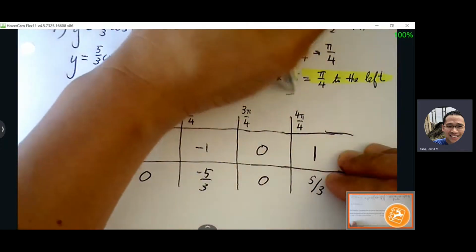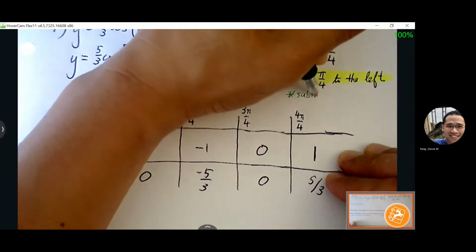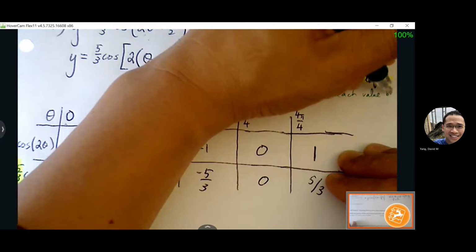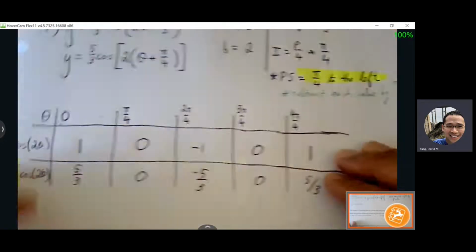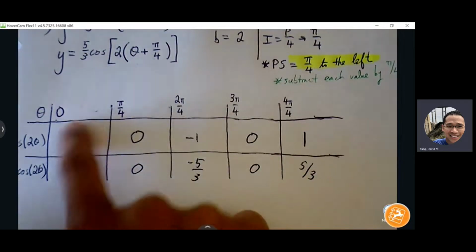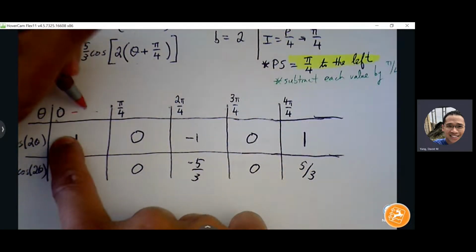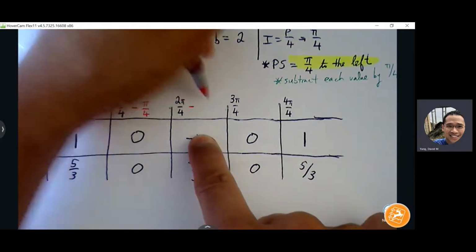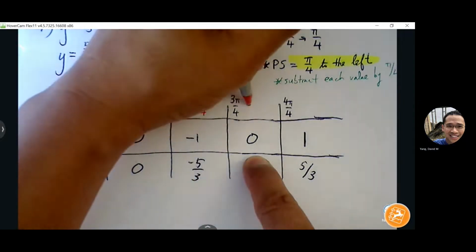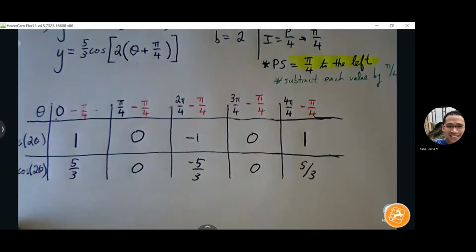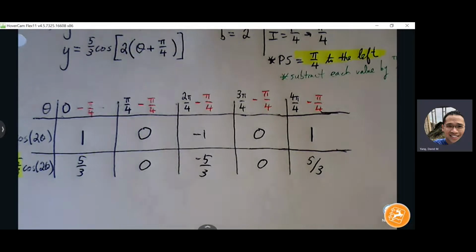We're going to subtract each x value by pi over 4. Okay, we're taking that active step to shift it left. So giving us all this space here, so we can do that. So you can say 0 minus pi over 4, pi over 4 minus pi over 4. Right, every point we're just forcing it to shift. Does that make sense so far?